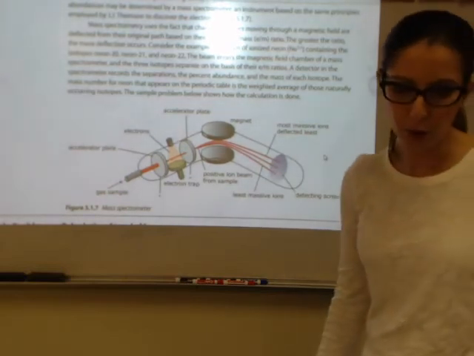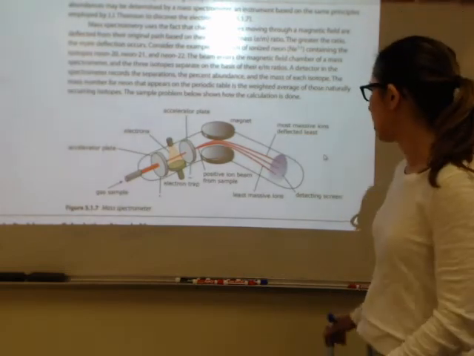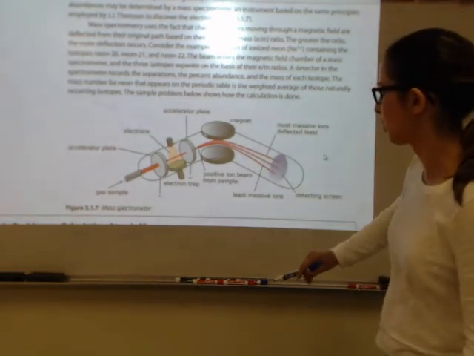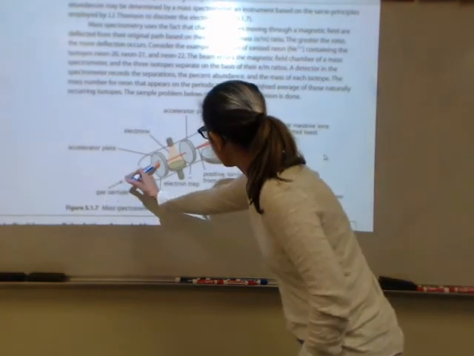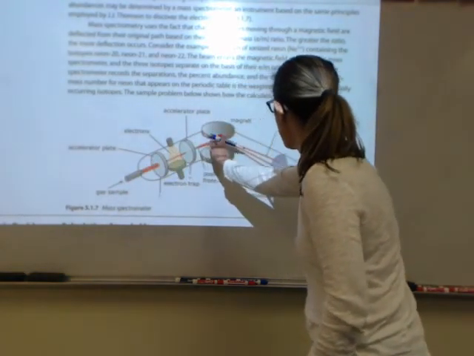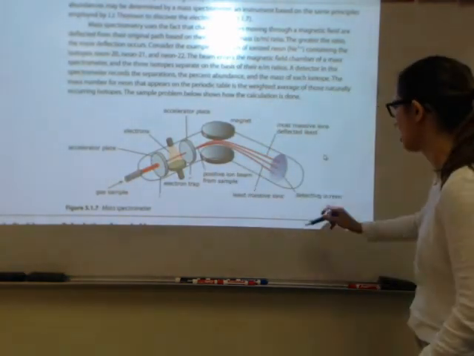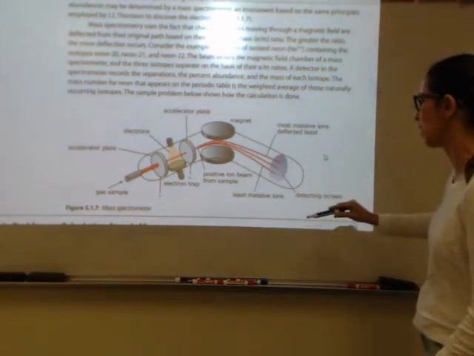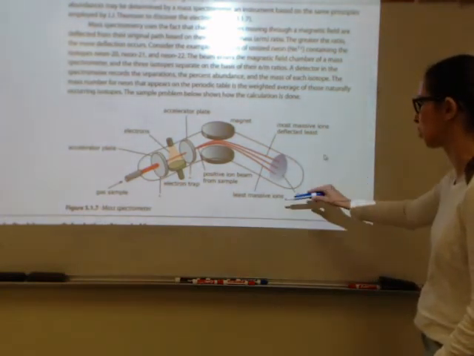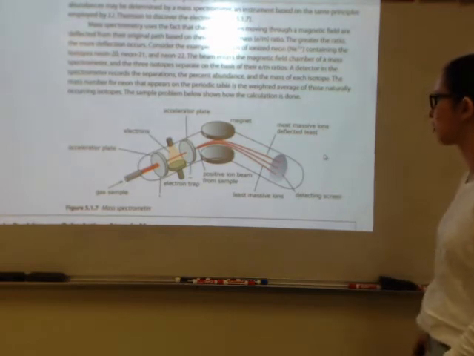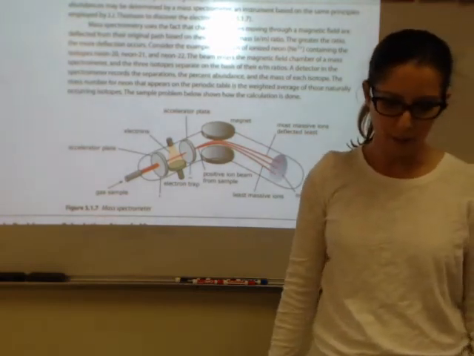When you're looking at the image here, you will notice that your sample is entering, and then it goes through a magnet and gets deflected here. Your least massive ions are going to be deflected the most, and your most massive ions will be deflected the least.